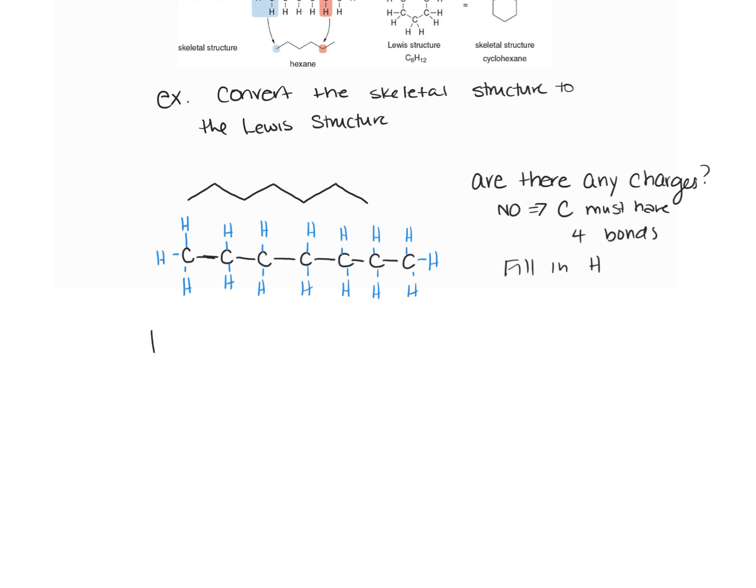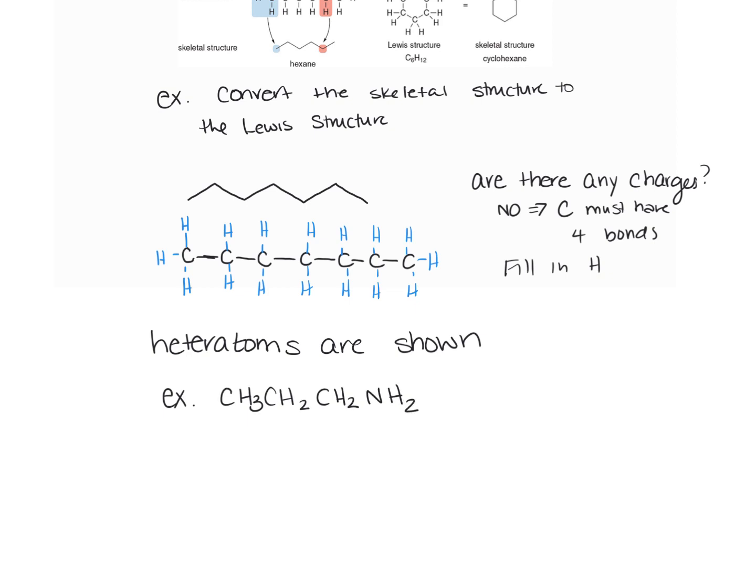Now, with skeletal structures, it's important to understand that heteroatoms are shown. And so what does this mean? Well, for example, let's say you had the condensed structure CH3, CH2, CH2, NH2, and you need to show the skeletal structure. The first thing you're going to do is count the carbons. 1, 2, 3. And so we're going to draw our 3 carbons. But you need to show the bond that goes to the NH2.